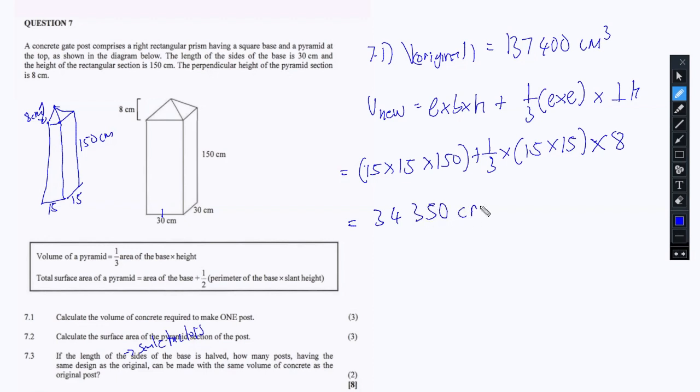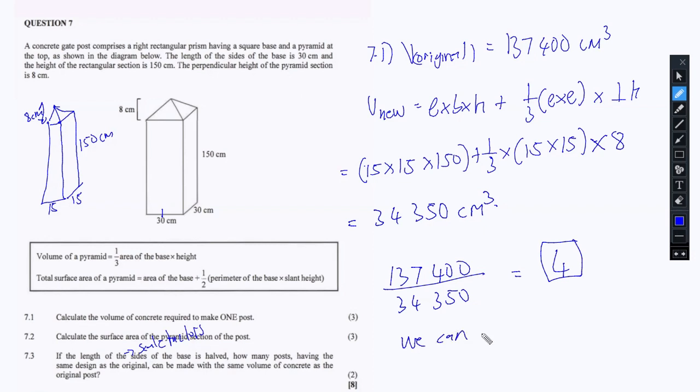you will get your new volume as 34,350 centimeters cubed. Now if you want to compare it, let's take the original volume, which is 137,400, divided by the new volume, which is 34,350. And then we find that it is 4. So the 4 means that we can make 4 posts using the same volume. Using the same volume, we can make 4 posts.